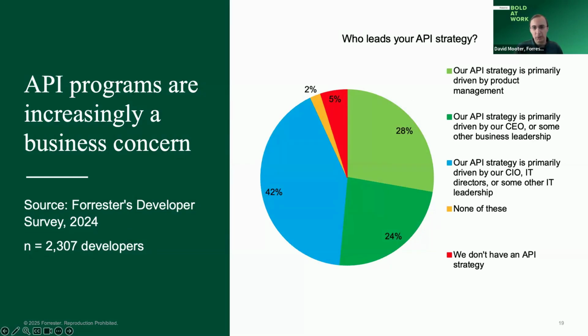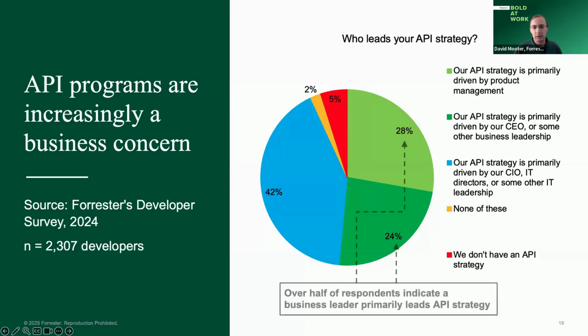We don't have an API strategy, which I find kind of puzzling. I call that the "we're doomed" segment. If you don't have an API strategy, you're probably doomed, to be blunt. But what I think is interesting is that if you add those two business pie wedges, it comes out to a little bit over 50%. So a little over 50% of respondents indicate a business leader primarily leads API strategy.